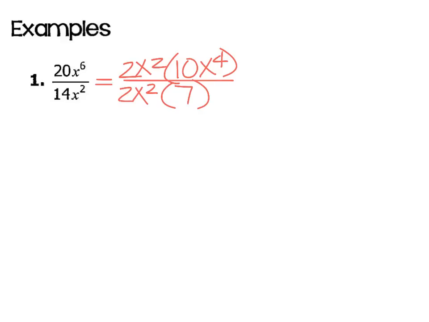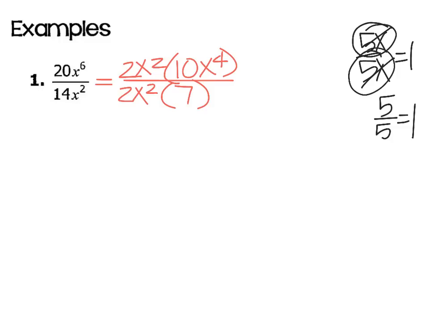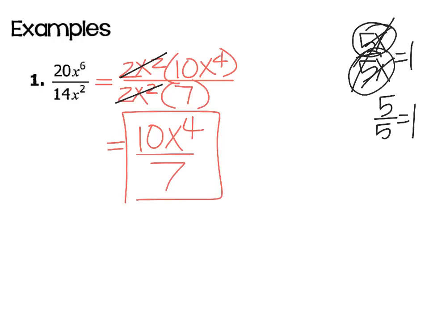Now, remember, anytime you have, say, 5 over 5, or 5x over 5x, these can cancel each other out because it just equals 1, right? If we have 5 over 5, that equals 1. 5x over 5x equals 1. So anytime you have a monomial over itself, it cancels out. So in this case, 2x squared and 2x squared cancel each other out. And we're left with 10x to the 4th over 7. And that is our simplified rational expression.